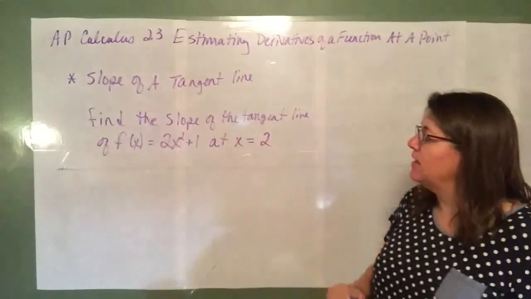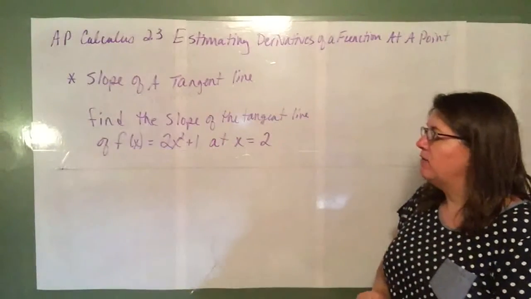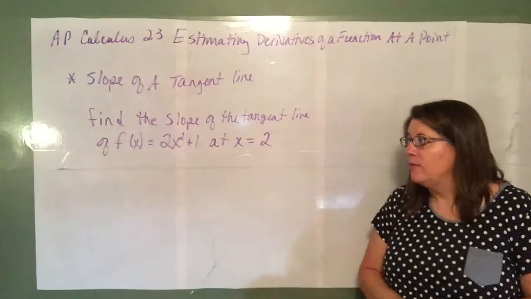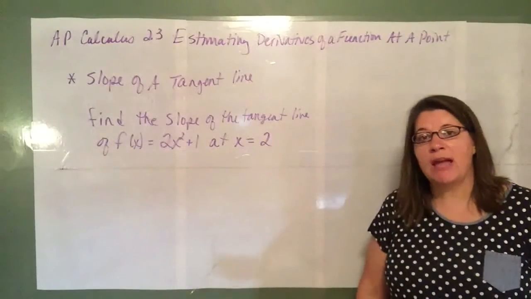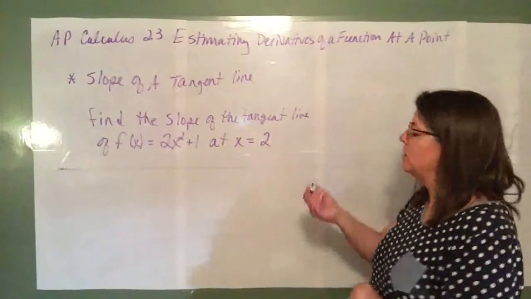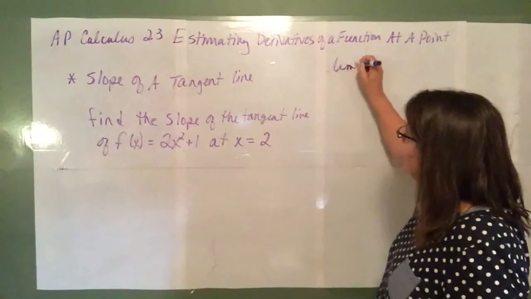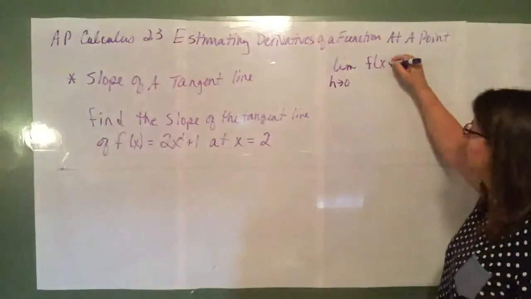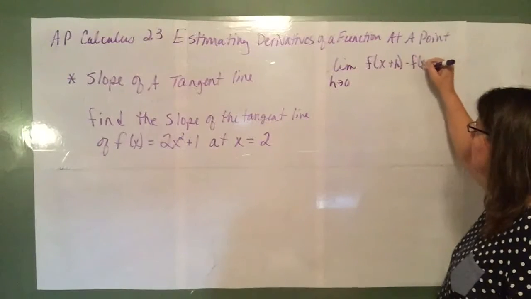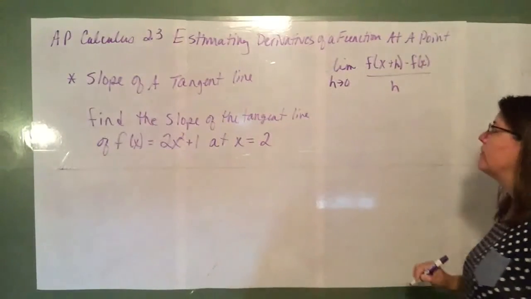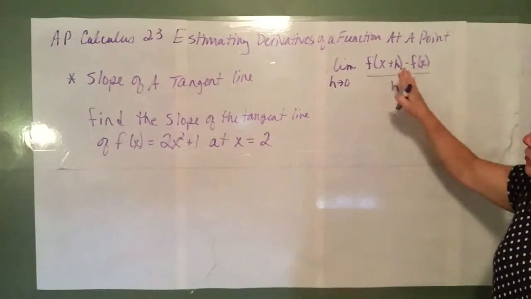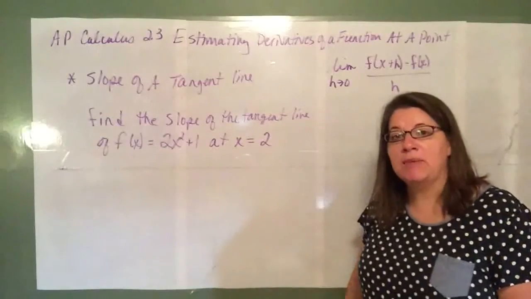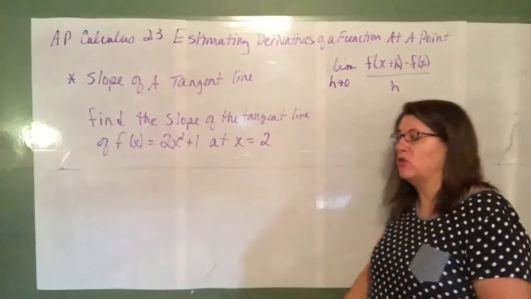So it says find the slope of the tangent line of f of x equals 2x squared plus 1 at x equals 2. Now, in order to find the slope of the tangent line, we have to find the derivative. And remember, to find the derivative, we use the formula, the limit as h approaches 0 of f of x plus h minus f of x all over h. If we plug this formula into the f of x function and then find that limit, we will have the derivative of the function. So let's go ahead and do that.